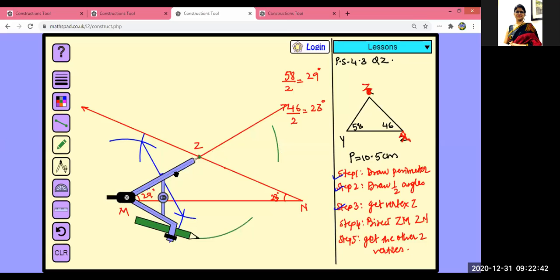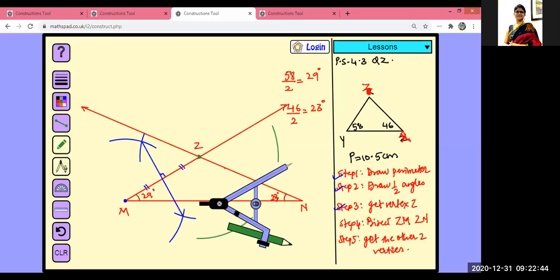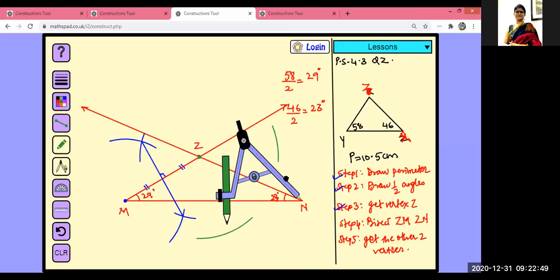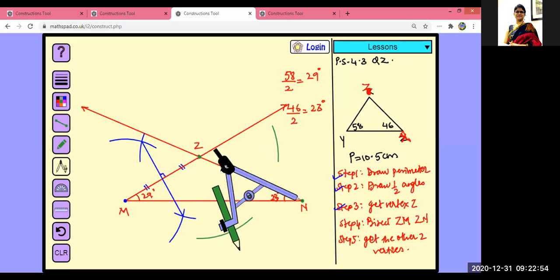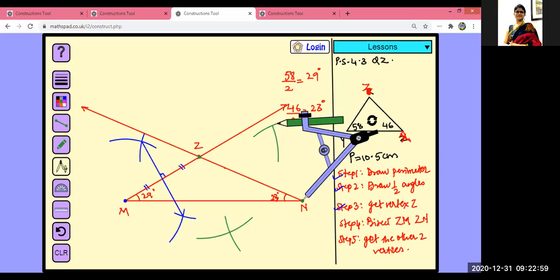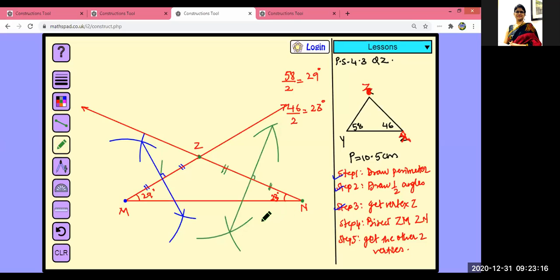and cross out these two arcs using the same distance without disturbing the distance. Place the steel point on point N, and using the same distance we have to cross out those two arcs. So there I have crossed out one of those arcs, and we can cross out the other arc like that. Okay, so you see we have got those 2 points, and we join those 2 points to get the perpendicular bisector, which is to side ZN. So perpendicular means it's 90 degrees, and bisector means it divides the side ZN into two equal parts.